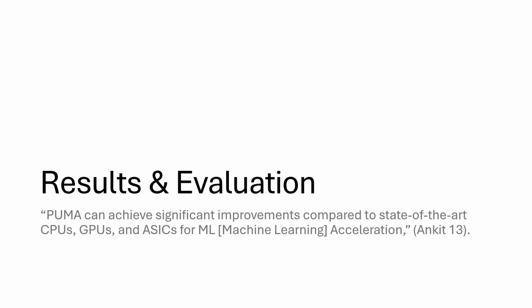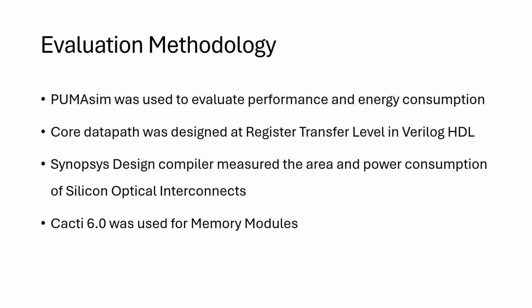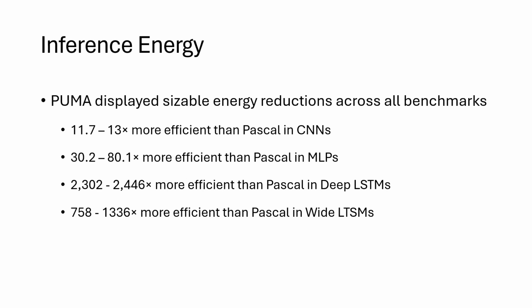Puma can achieve significant improvements compared to state-of-the-art CPUs, GPUs, and ASICs for machine learning acceleration. The evaluation methodology was that PumaSim was used to evaluate performance and energy consumption. The core data path was designed at register transfer level in Verilog HDL. Synopsys Design Compiler measured the area and power consumption for silicon optical interconnects, and Cacti 6.0 was used to measure memory modules.